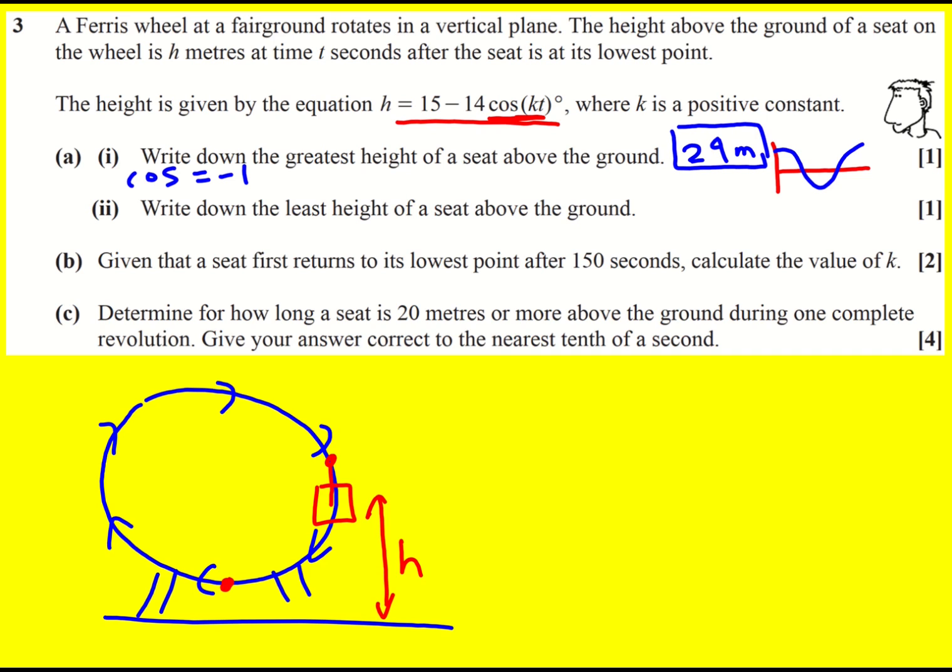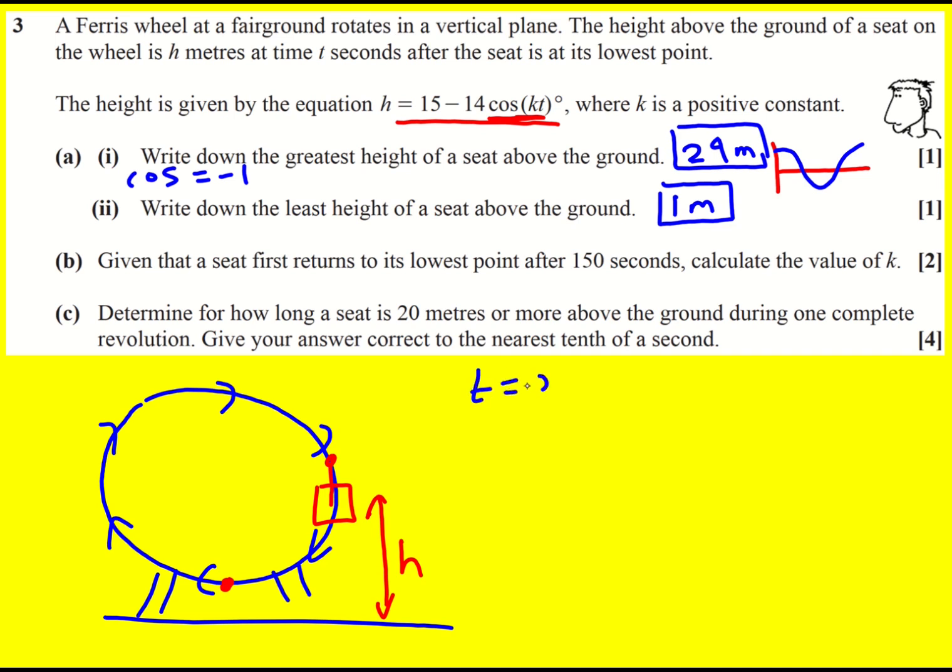And then the least height is going to be when I'm minusing the maximum of cos. So this time 1. Therefore 15 minus 14, it's going to be 1 meter. Nice. Given that a seat first returns to its lowest point after 150 seconds, calculate the value of k.